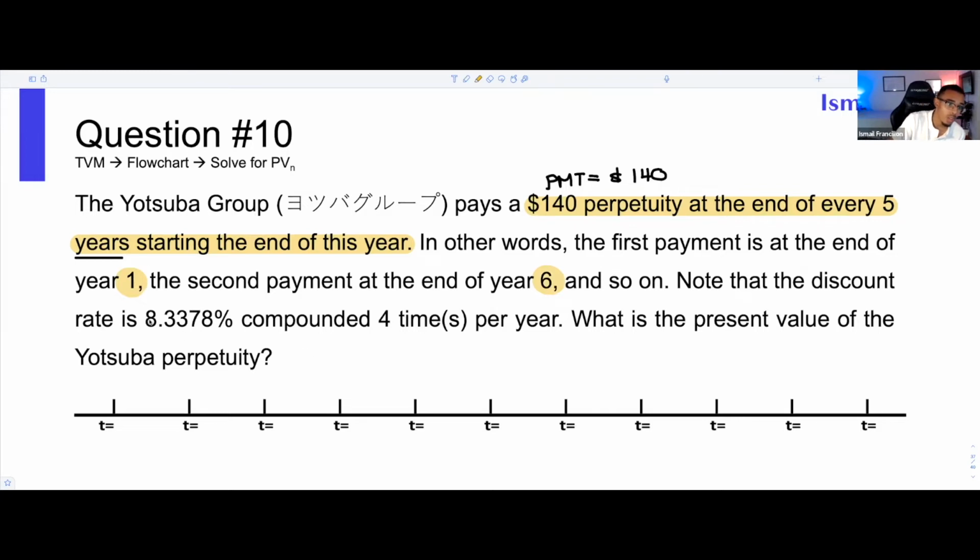They're also telling you that the discount rate is 8.3378 compounded 4 times per year. So if it's compounded 4 times per year, it's compounded quarterly. Yes, amazing chain. So now we're asking you, hey, what is the present value of this perpetuity?